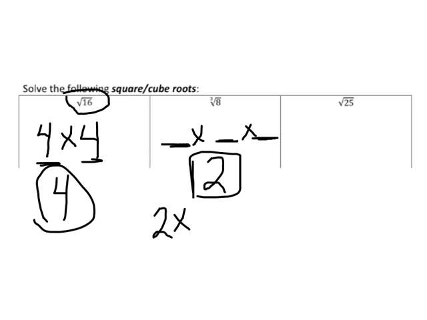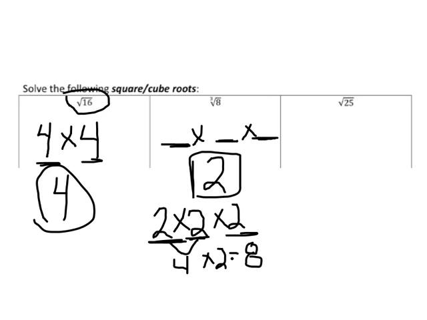That's because 2 times 2 is 4, and then 4 times 2 is 8. So the cubed root is what number can be multiplied by itself 3 times. Last one, what's the square root of 25? The square root of 25 is 5, because 5 times 5 equals 25. Finish up these problems independently, and then go on ST Math.